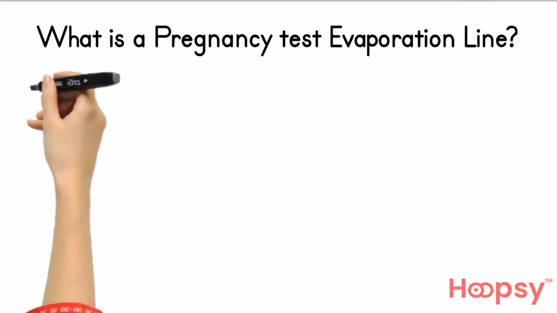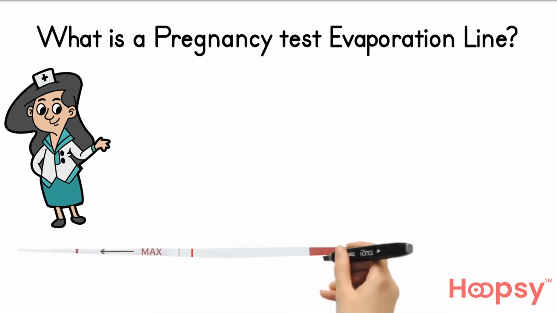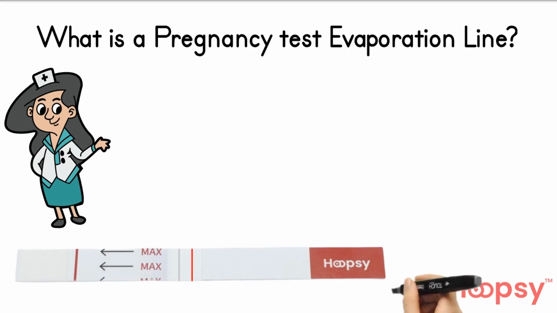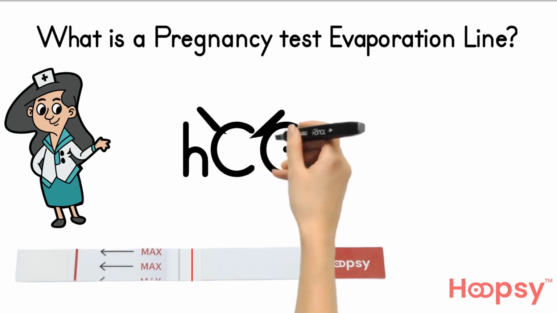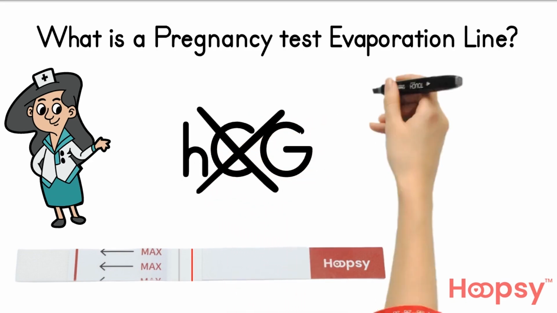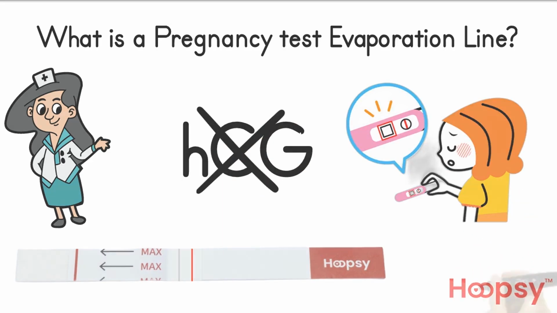Question 1. What is a pregnancy test evaporation line? An evaporation line is a line that appears on the pregnancy test strip due to the drying of your urine on the strip. Unfortunately, or fortunately, depending on the result you're hoping for, it's not caused by the presence of HCG, the pregnancy hormone, and therefore does not indicate pregnancy.